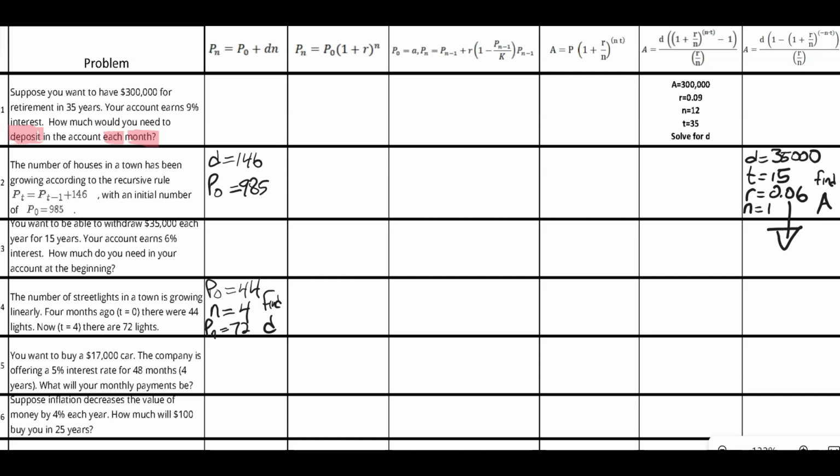So we want to buy a $17,000 car. That's the amount that will be in the account that we owe money on at the beginning. What will your monthly payments be? We're trying to find D. And then we have a 5% interest rate. Time would be 4 years. And N would be 12 because it's monthly payments.